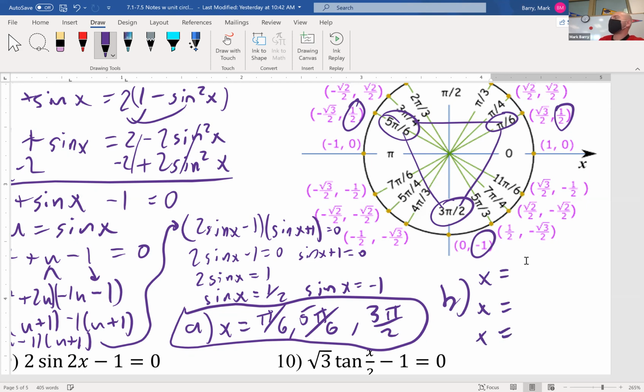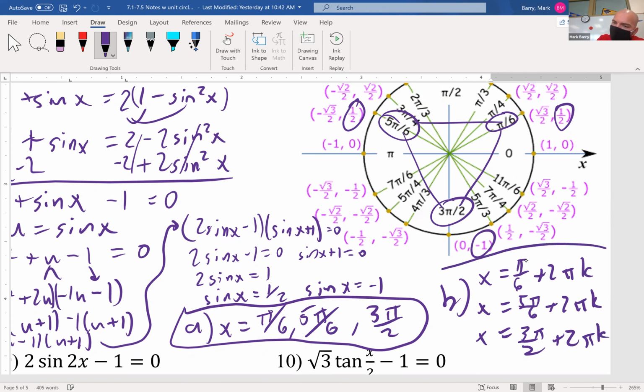So since we have no diameter buddies, we're just going to list all 3 answers plus 2 pi k, right? All right, so pi over 6 plus 2 pi k, 5 pi over 6 plus 2 pi k, and 3 pi over 2 plus 2 pi k. Awesome.